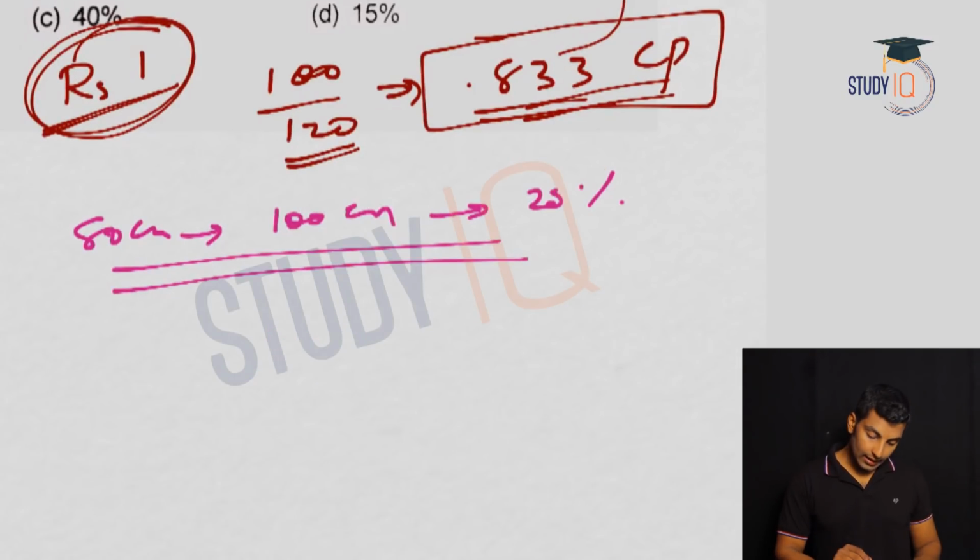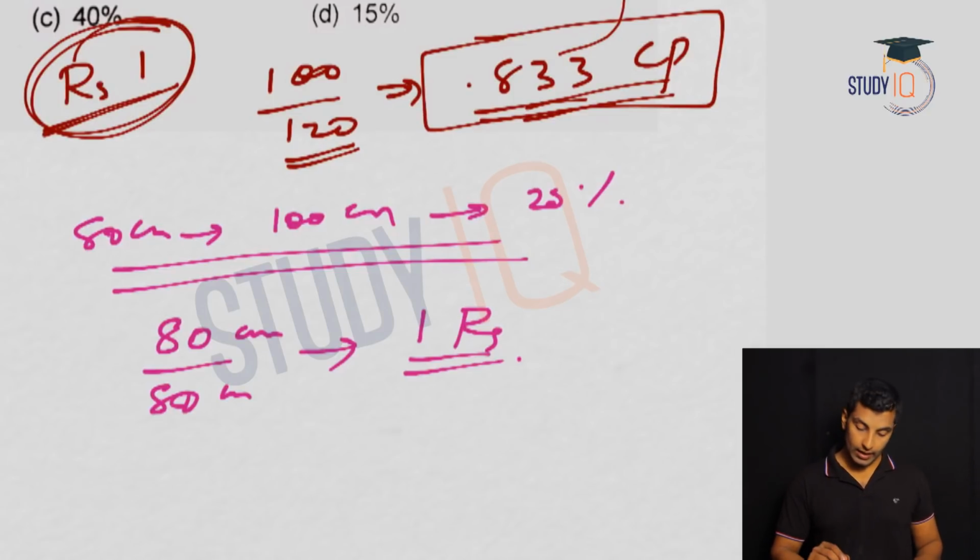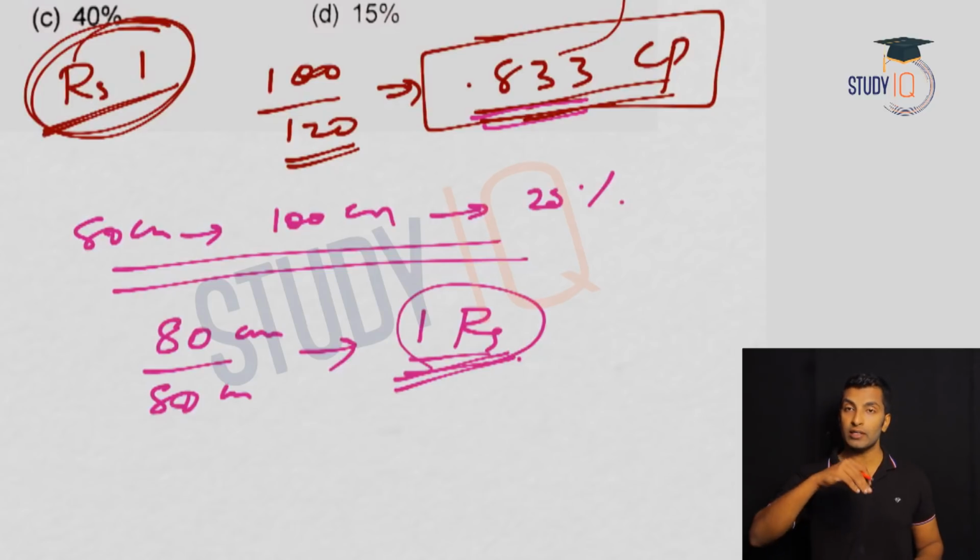So you can understand that he is actually charging 80 for 80 centimeter, right? So what is the selling price in this case? Actually 1 rupee. Okay, so his selling price is 1 rupee. Even after offering the discount, his selling price is 1 rupee. His cost price is 0.83. His selling price is 1 rupee. Why? Because of 20% less and 20% discount.